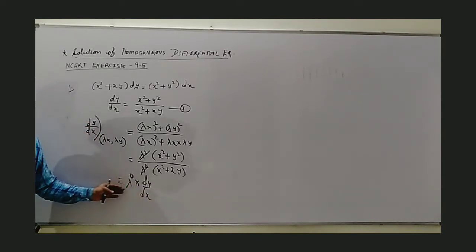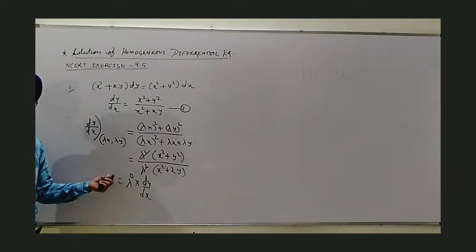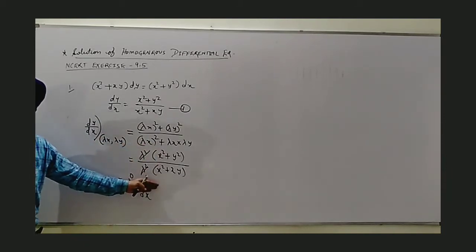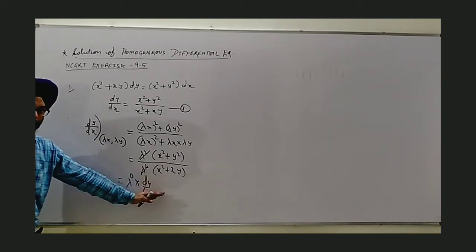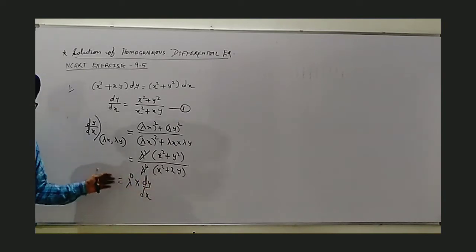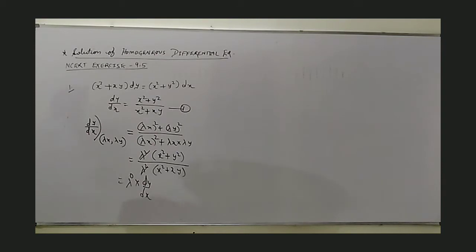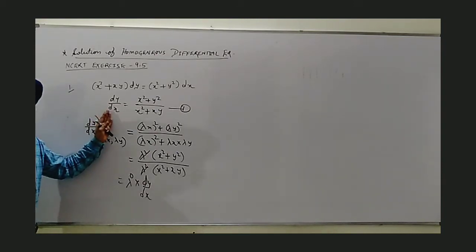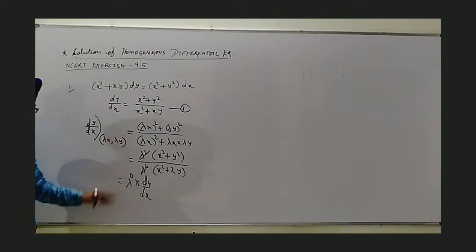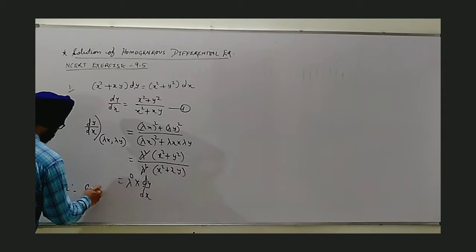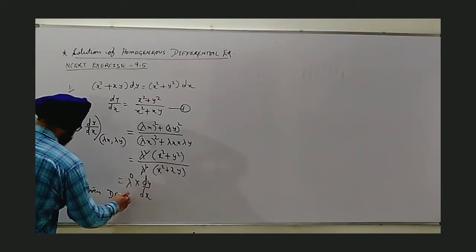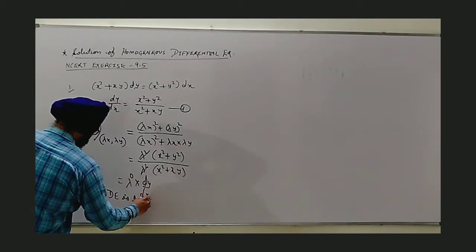So whenever such a result comes out, meaning lambda comes out common from all the terms of dy by dx, and dy by dx stays apart from it, in that case we say that this equation is a homogeneous differential equation, and this is the method to prove it. So we have proved this is homogeneous. We can say therefore the given differential equation is homogeneous.